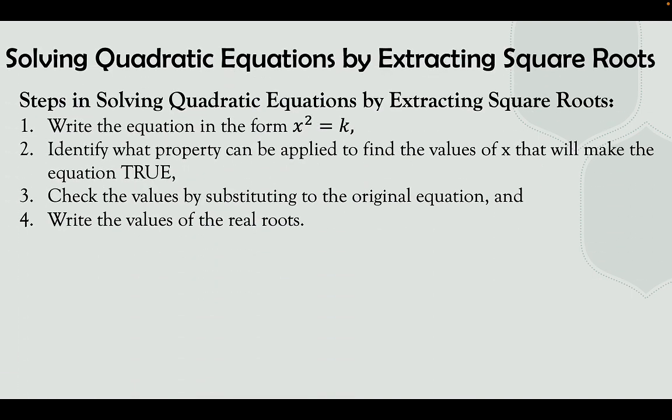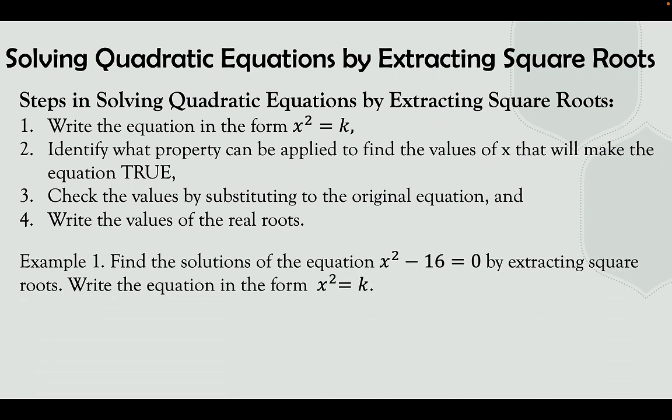There are steps in solving a quadratic equation by extracting square roots. First, write the equation in the form x squared equals k. Second, identify the property that can be applied to find the values of x that will make the equation true. Third, check the values by substituting into the original equation. And fourth, write the values of the real roots.